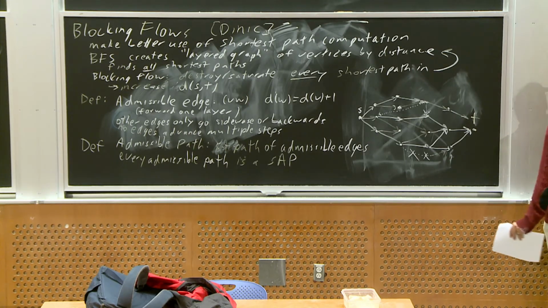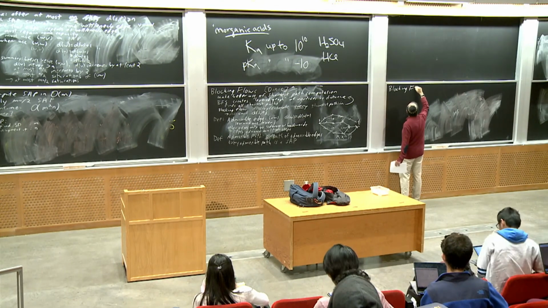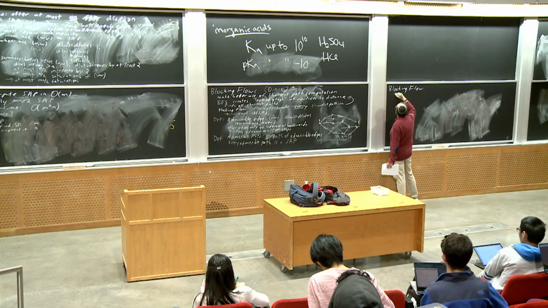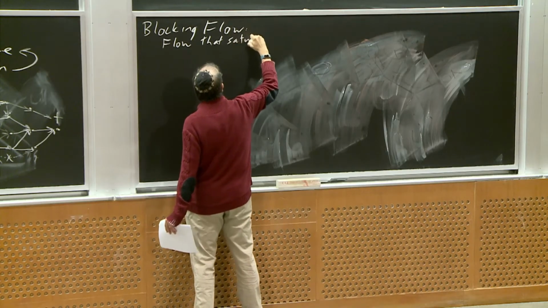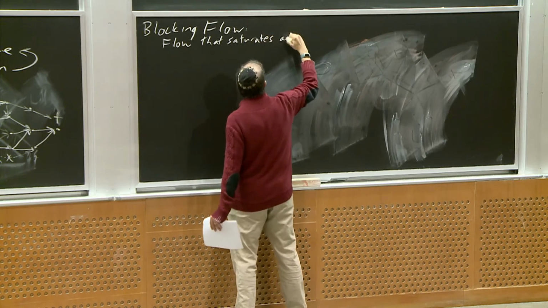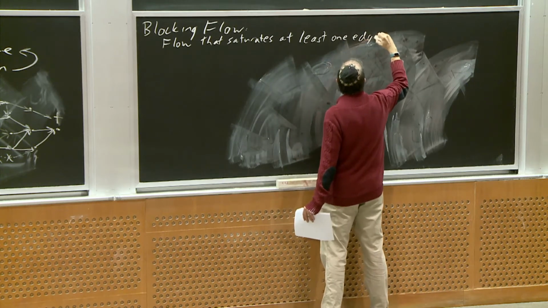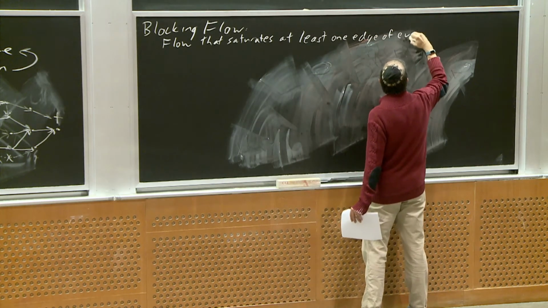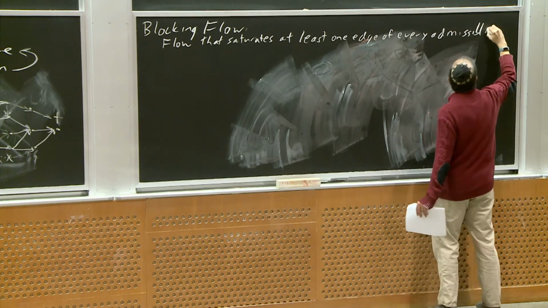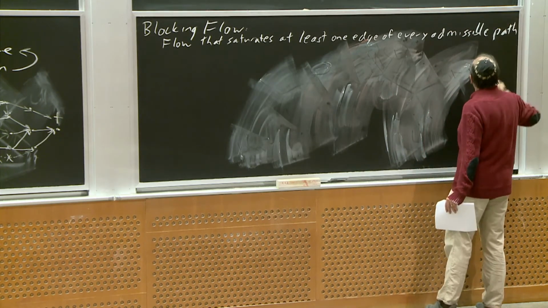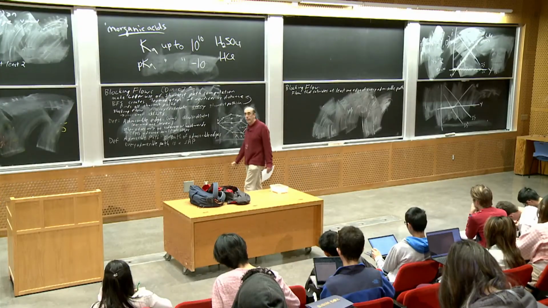We now define a blocking flow to be a flow that saturates at least one edge of every admissible path. Okay.